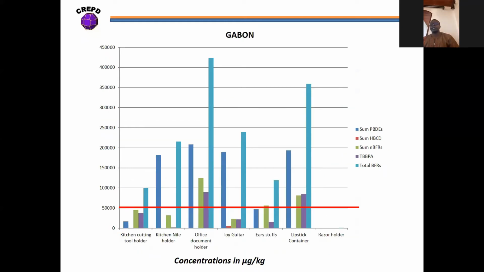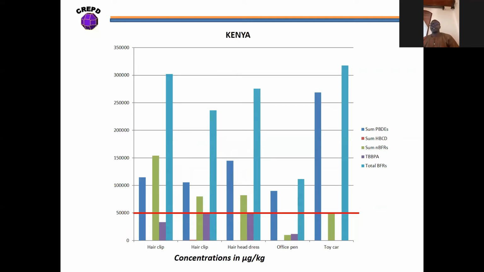This slide presents data from Gabon, and we still have the same remark that POPs regulated under the international convention are present at very high concentration in these plastic items. We still notice that the sum of HBCD is very low, but we detect it in some of the plastic. And the non-regulated POPs are still present in most of the plastic processed in Gabon.